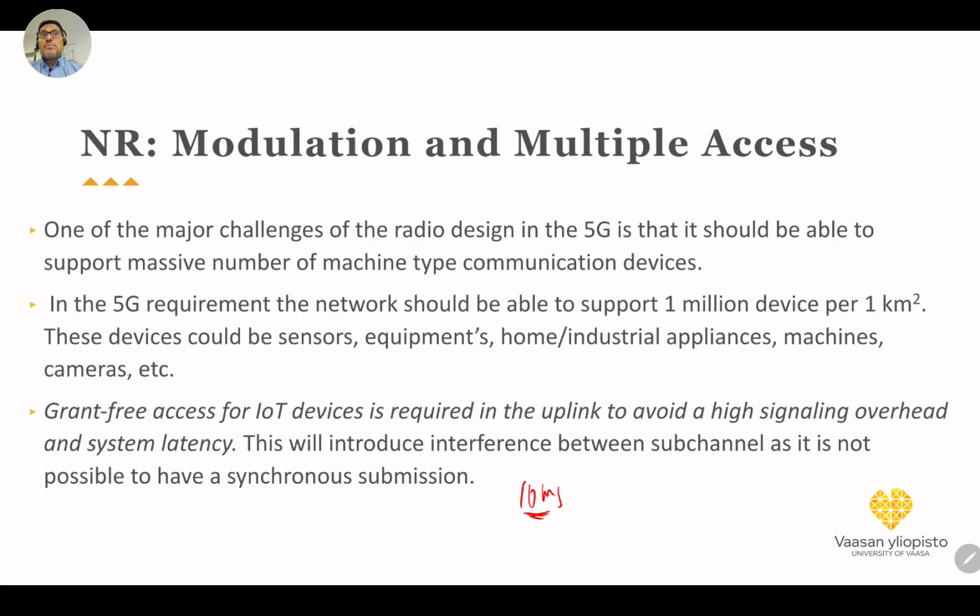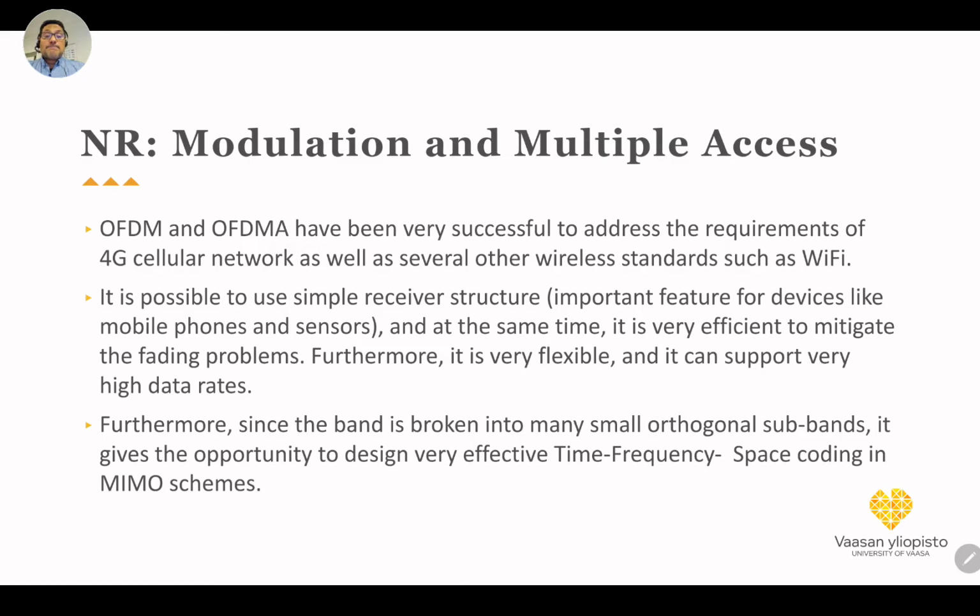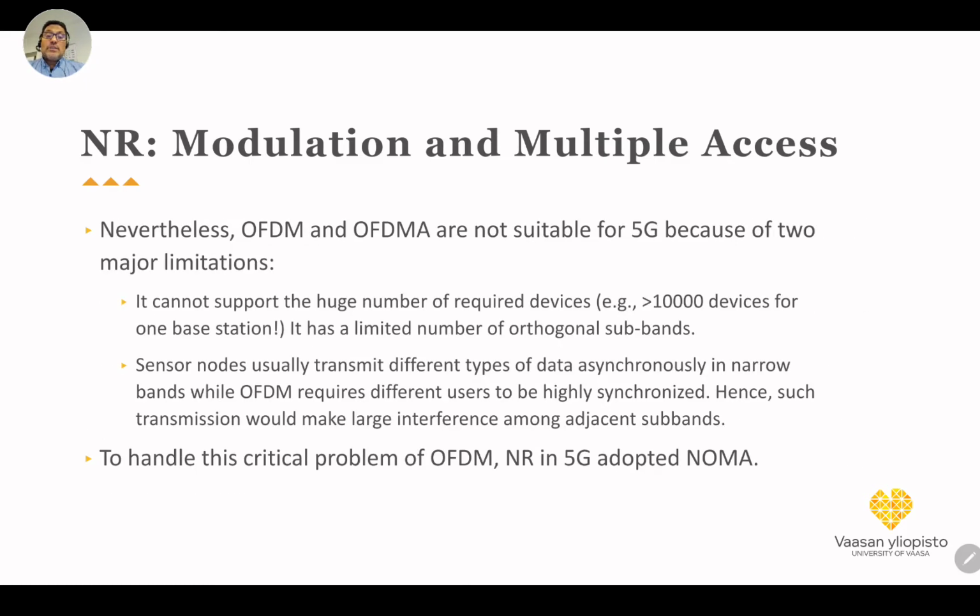But the problem is that we will lose this orthogonality between subbands. And because of those two problems, the number and also the accessibility, we have to use non-orthogonal multiple access. And as we mentioned before, non-orthogonal multiple access is not new. In 3G, for example, we used the CDMA system, and even if the users are orthogonal at the transmitter, we cannot guarantee that they will be orthogonal at the receiver. So this NOMA has been adopted at least in the first version of the new radio of 5G.